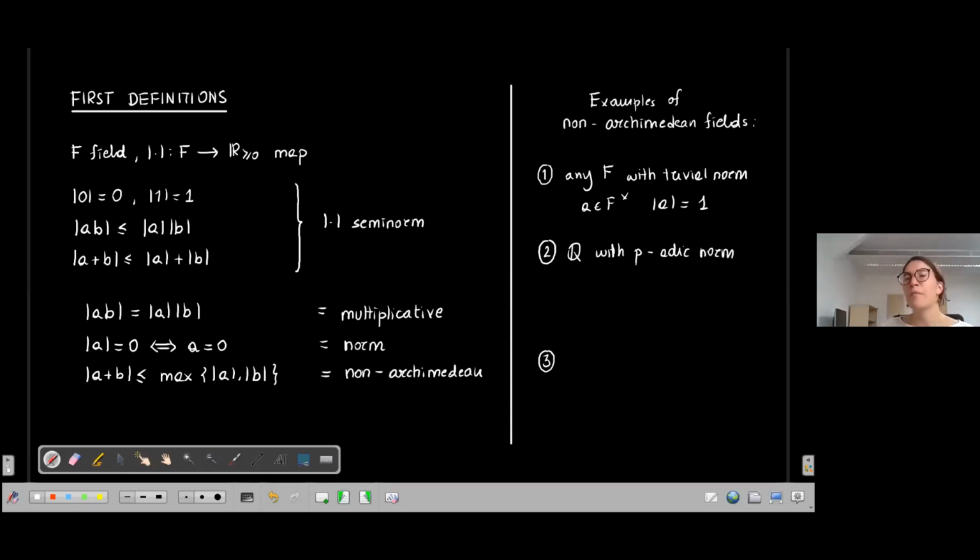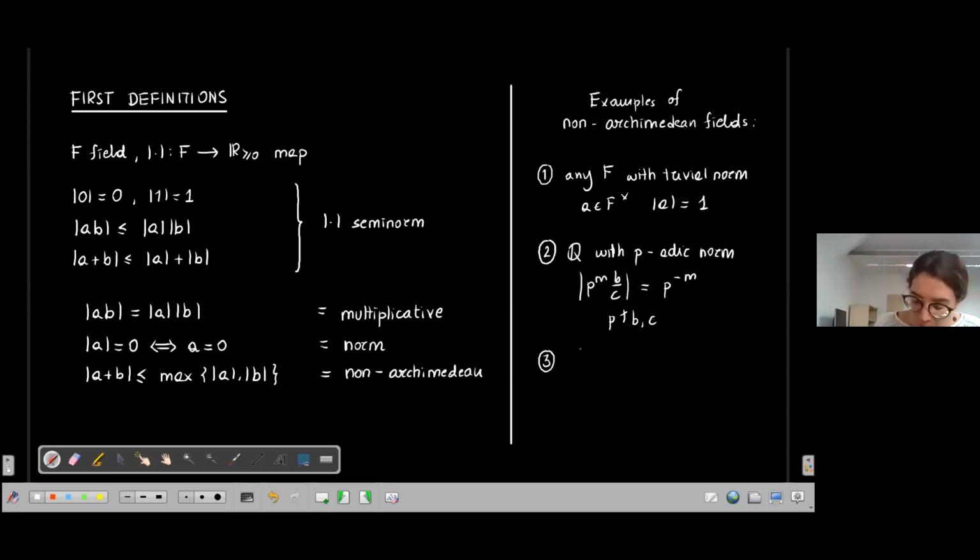So any rational number can be written as a product of a certain power of p times b over c, where we impose that p does not divide b and c. And then if we want to consider the valuation, we will remember this exponent m, but here we're working with the norm, so we will consider p to the power minus m.